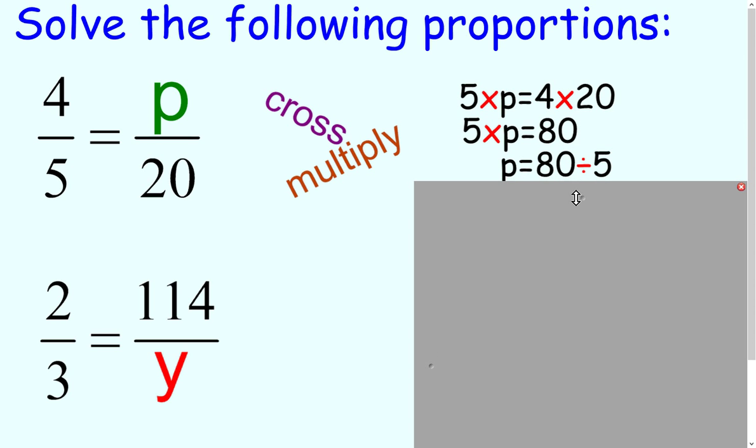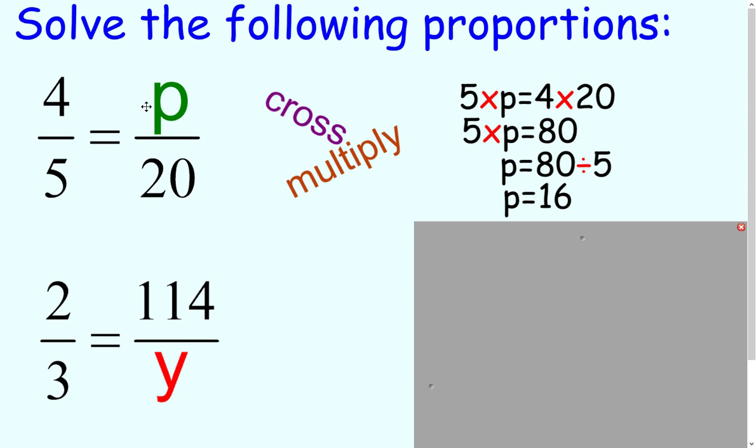P equals 80 divided by 5, because I'm going to get this 5 away from the P, so divide both sides by 5. And P equals 16, which is the answer we got right there. So for this example, I probably maybe wouldn't have done the cross multiply. I could have just said, okay, well, 5 times what? And did it logically in my head.